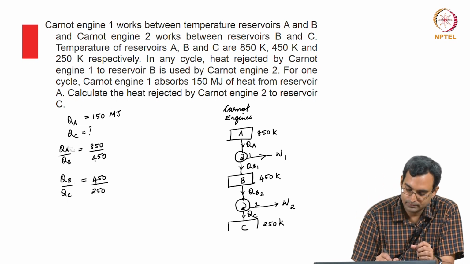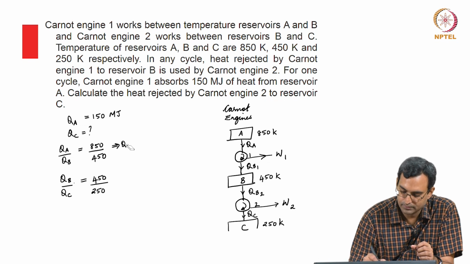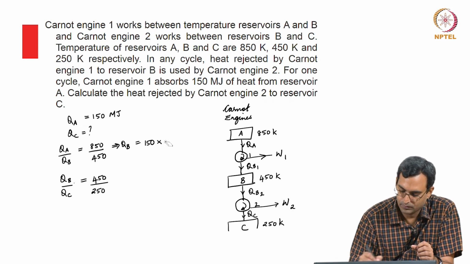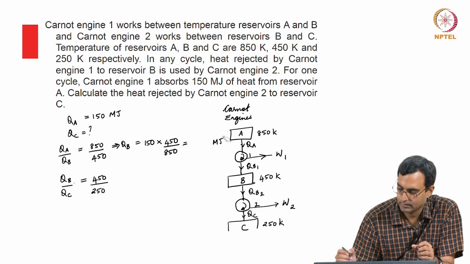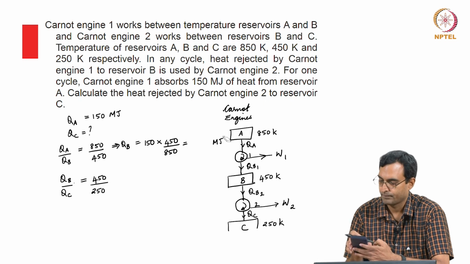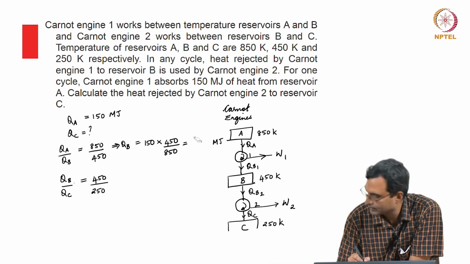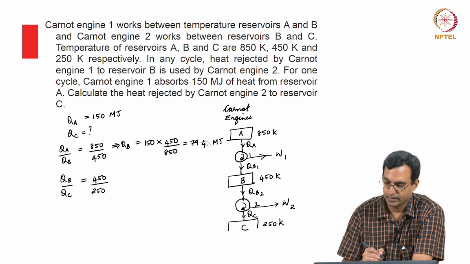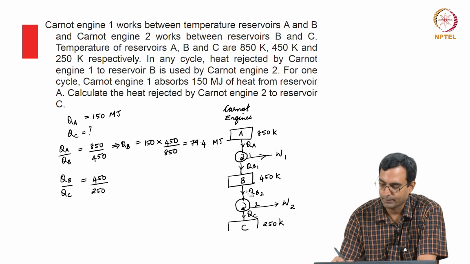And I know QA, so I can find out QB from here. So that's QA, which is 150 megajoules, into 450 Kelvin divided by 850 Kelvin. So the answer will be in megajoules. So that's about 79.5 or 79.4 megajoule is QB, which is coming in over here.